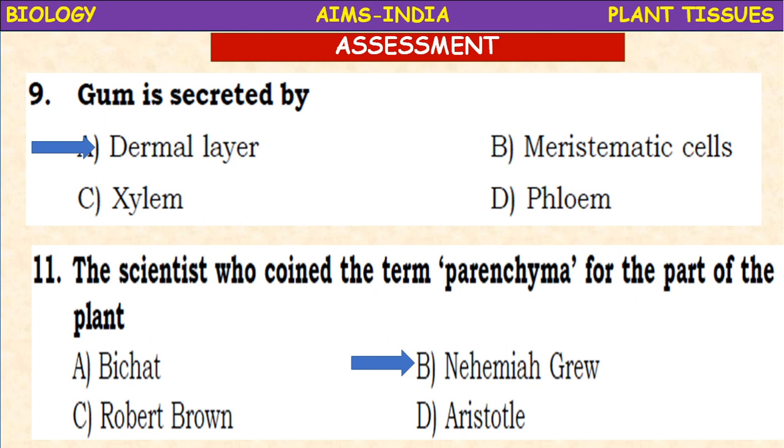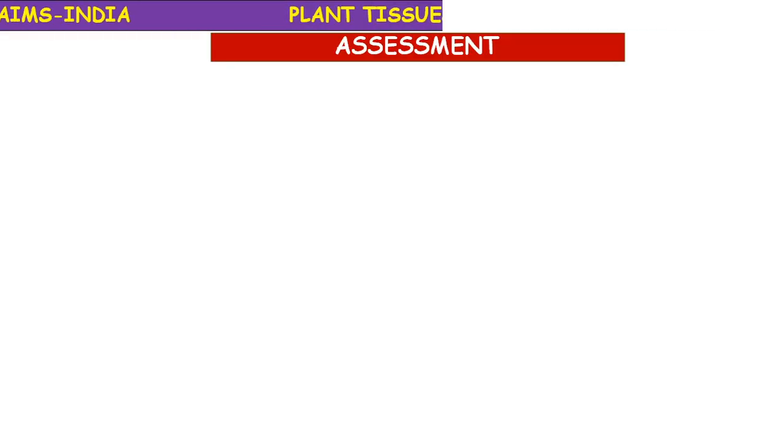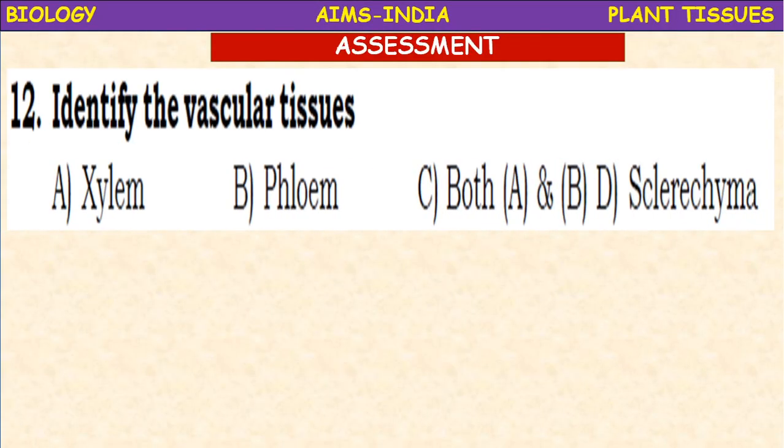Gum is secreted by dermal layer, and the term parenchyma was introduced by Nehemiah Grew. Identify the vascular tissue. Xylem, phloem, both, and sclerenchyma. So obviously xylem and phloem.